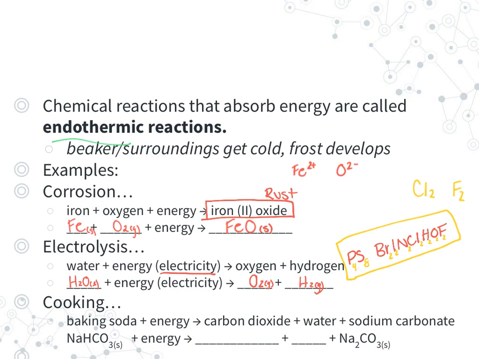Okay, the last endothermic reaction, cooking. Baking soda and energy, so heat, and the formula for baking soda is here, NaHCO3. These make carbon dioxide, so CO2 as a gas, and water as a gas, and sodium carbonate. These two, specifically CO2, is the reason that our baking rises. Okay, you get bubbles in your cake, which makes the batter rise a little bit, makes it a nice fluffy cake.